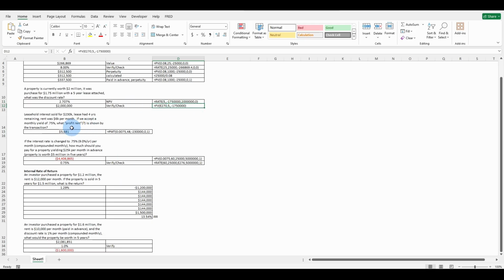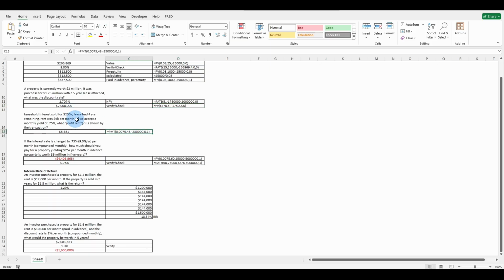Leasehold interest sold for 230 grand. Lease had 4 years remaining. Rent was 6 grand per month. If we accept a monthly yield of 0.75%, what rent is shown by the transaction? So we're going to have a present value, 230,000. We're going to have a rate of 0.0075, and then the number of months, you're going to have 48 periods.